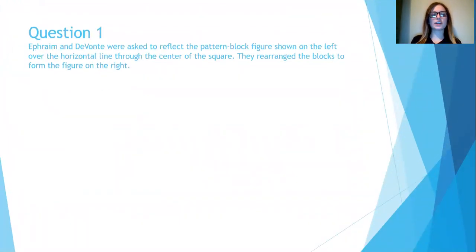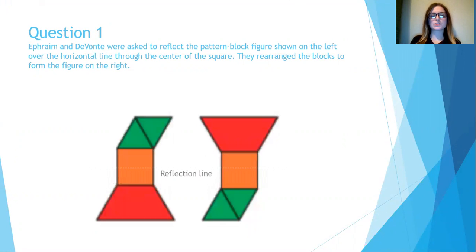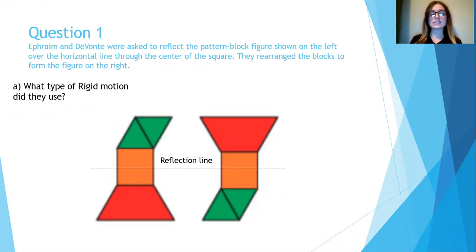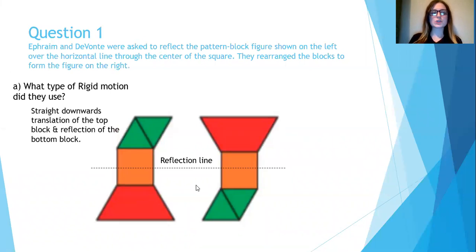So for question 1, Ephraim and Devante were asked to reflect the pattern block figure shown on the left over the horizontal line through the center of the square. They rearranged the blocks to form the figure on the right. What type of rigid motion did they use? So if you look at the figure, they used a straight downwards translation of the top block and reflection of the bottom block. So how would you help clear up their misunderstanding?